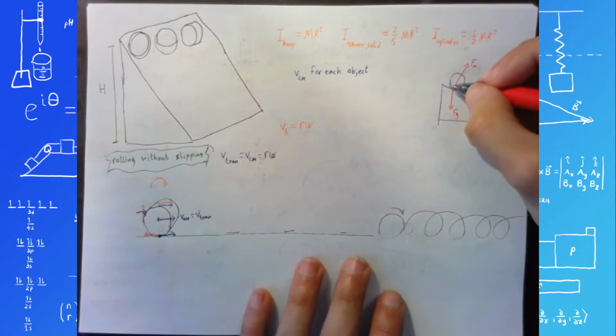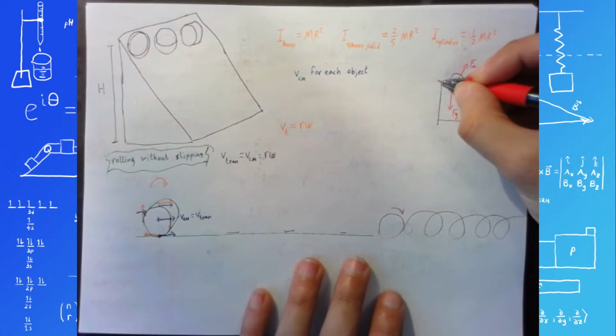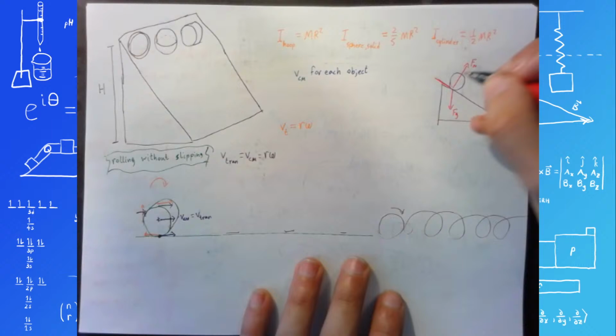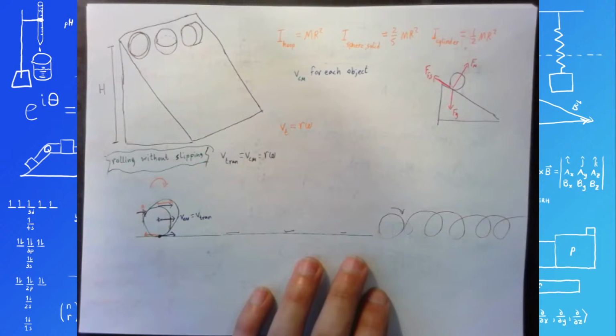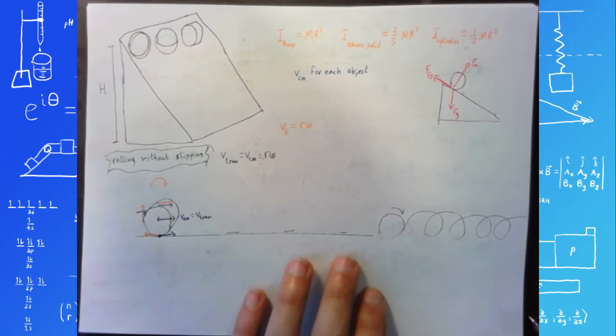I'm going to have a static friction force. We actually need a static friction force for this to work. This will not work on a perfectly smooth surface. We need to have a static friction force, and I guess that's everything.